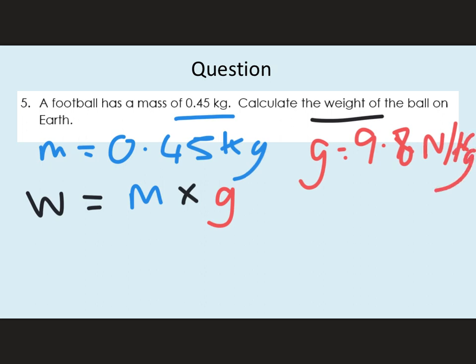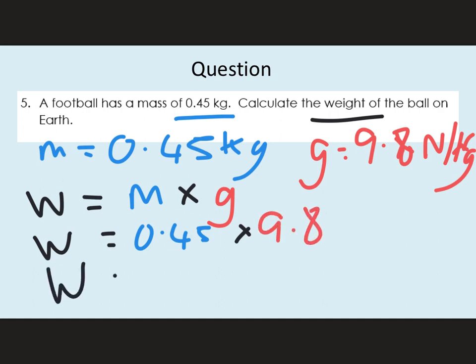Putting those numbers in, I get that weight is equal to 0.45 multiplied by 9.8. So my weight equals, I just put those numbers into my calculator. That comes out with an answer of 4.41 newtons. I'm going to round that to 4.4 because I've got two significant figures in the question.